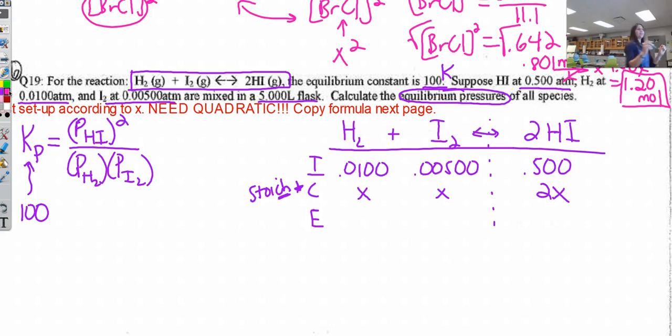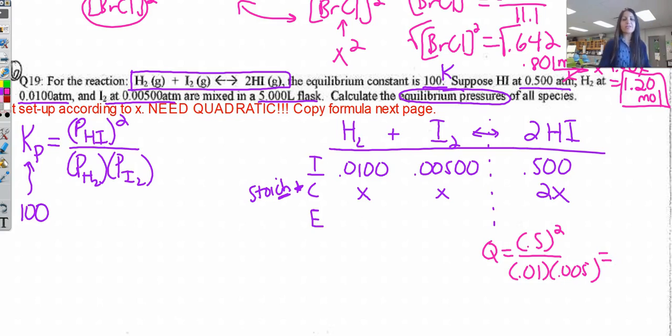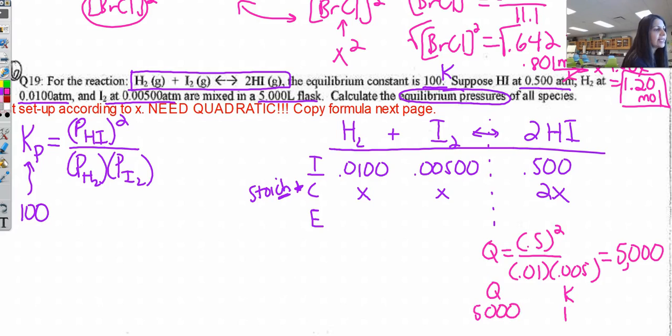So what I'm going to do is kind of a little bit of a side note here, right? So I need to figure out what Q is. So Q I know is products over reactants. And I'm going to use my expression. It's the same expression as K. So I'm going to do 0.5, and I don't need the zeros. I really just want to figure out if it's greater than or less than K. So 0.5 squared divided by 0.01 times 0.005. Okay, so let's calculate it and see what we get. Okay, and I got 5,000. I can see that my K is equal to 100. Okay, so we've got Q as 5,000 and K as 100.